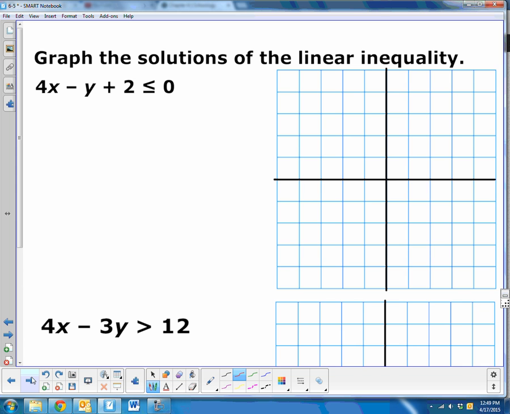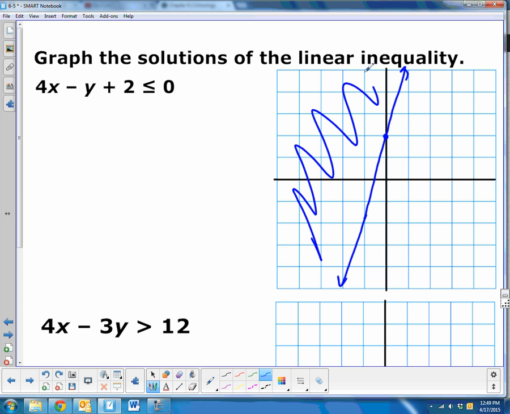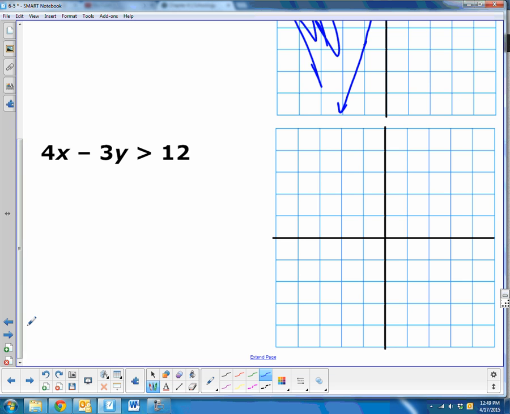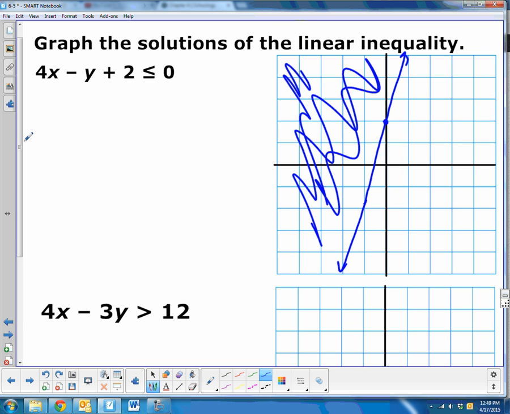I'm assuming you paused it. I'm assuming you tried it on your own. The first one here, I'm just going to graph it. I'm not going to go through all the work of seeing where it goes. But we should have a graph like this. And shade it up here. And the next one then. Oh, and if you didn't get that graph, watch the video and see how it's done.